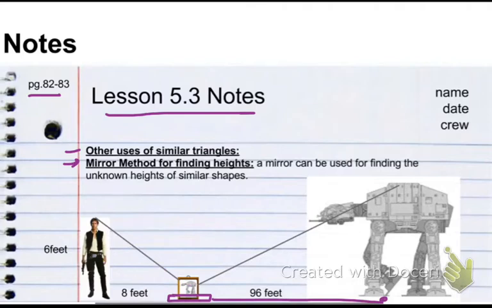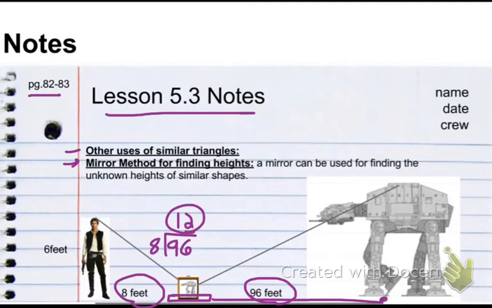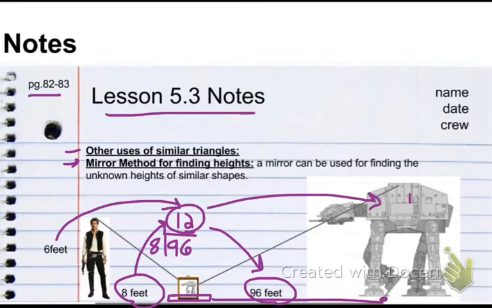So let's do that now. We know that we are 8 feet away from the mirror. We know that we are 96 feet away from the mirror on this side. So all we do is 96 divided by 8, and we get 12. And what is 12? Well, 12 is our scale factor. We know that everything has to be multiplied by 12. We multiply that 8 by 12 to get 96, and we now multiply that 6 by 12 to get 72 feet tall.